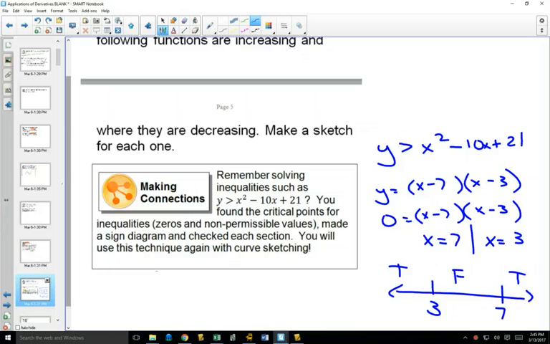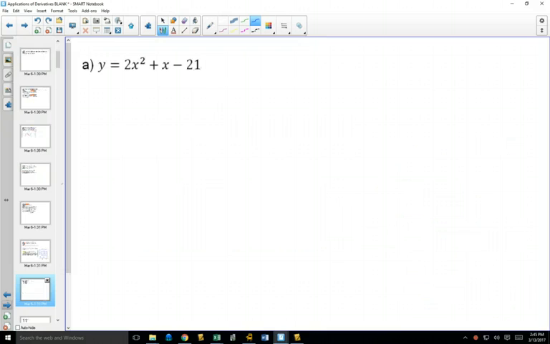We are going to do something similar now for curve sketching. And this is what it's going to look like. So here we've got a function. We know it's a parabola. We know it's going up. We know a lot of things about this parabola already because we've sketched parabolas before.